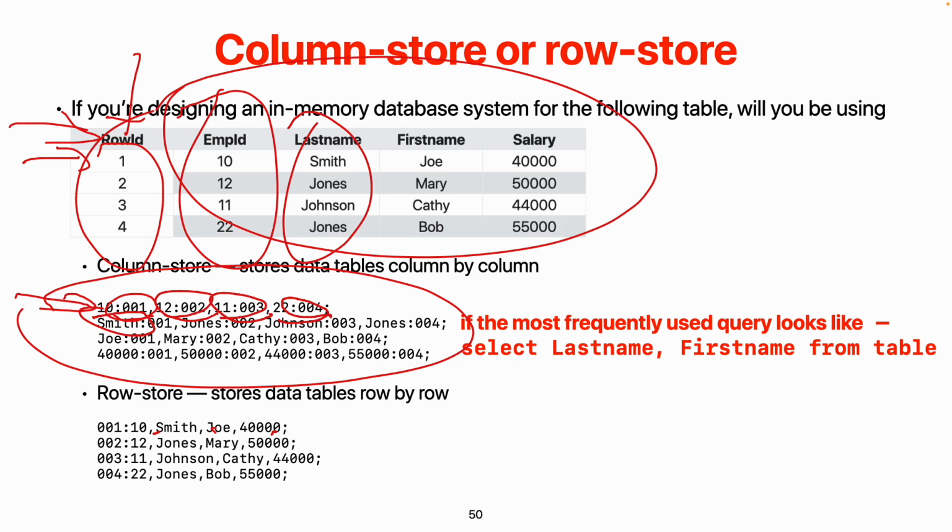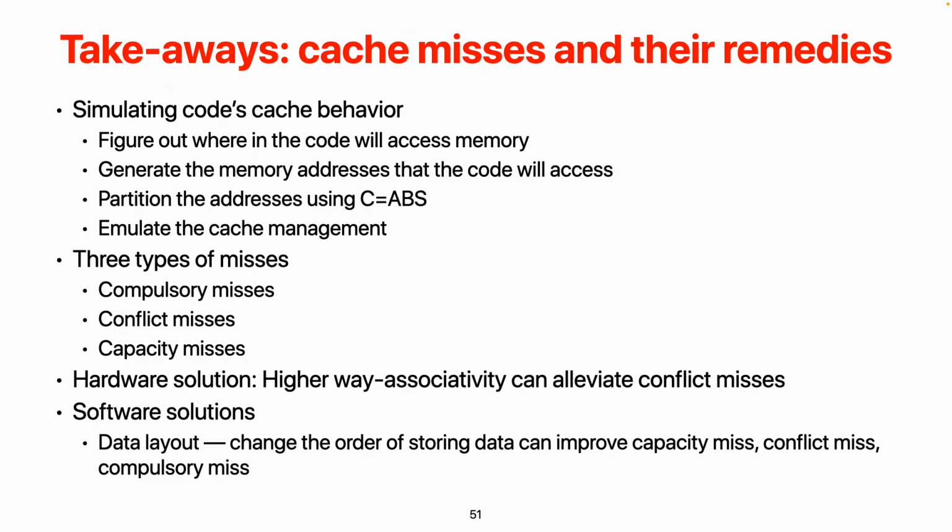So that's the very first thing that you have to think about when you design your software. Depending on what the most frequently used workload on your software is, what the most frequently used behavior of your users is, you have to think about what kind of data layout would be more cache friendly for performance. So that's the first thing.